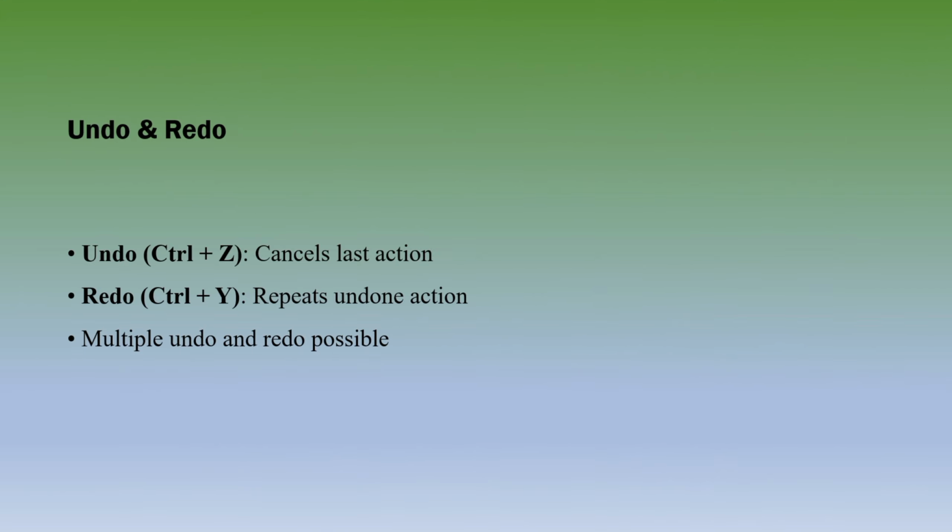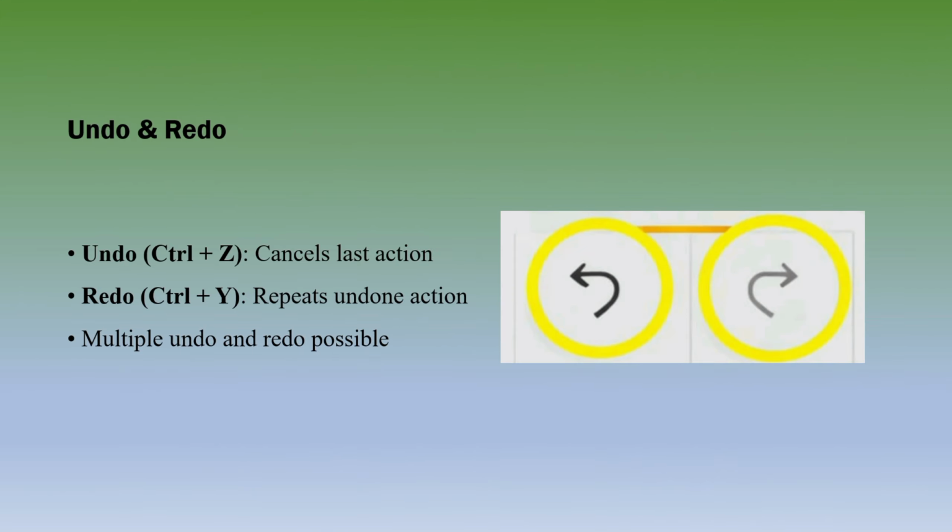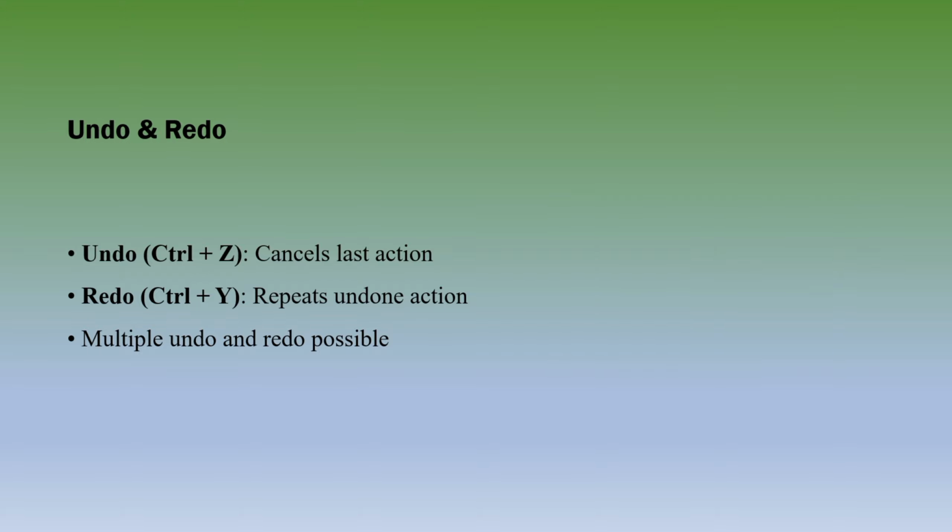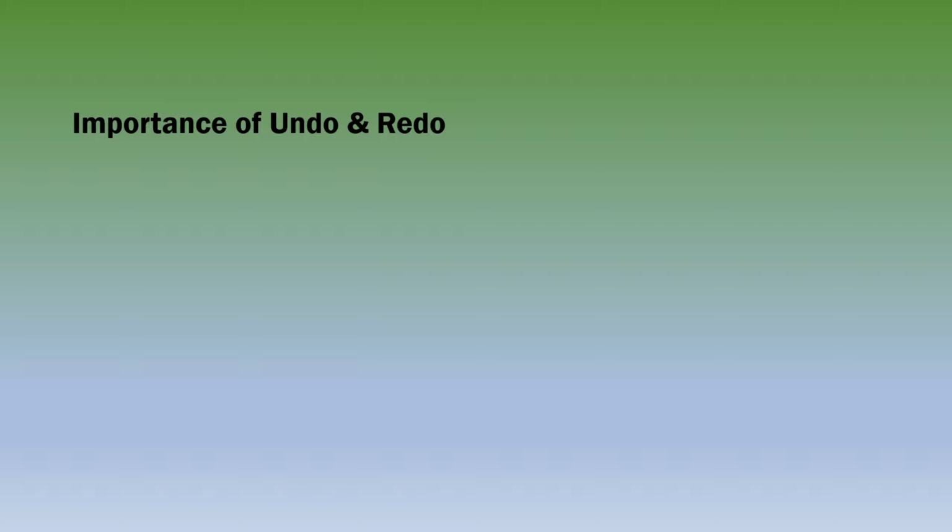Undo is used to cancel the last action. The shortcut key for undo is Ctrl+Z. Redo is used to repeat the undone action. The shortcut key for redo is Ctrl+Y. Undo and redo help us correct mistakes easily. They save time and improve accuracy while working in Excel.